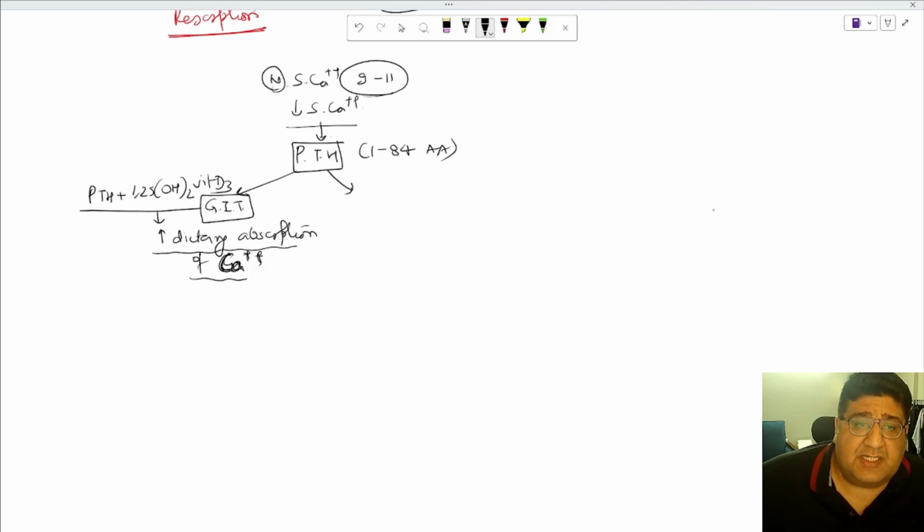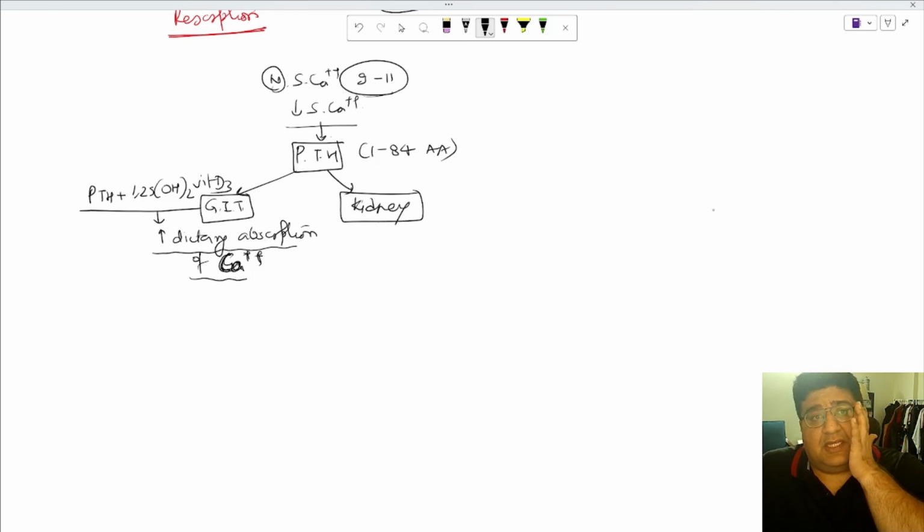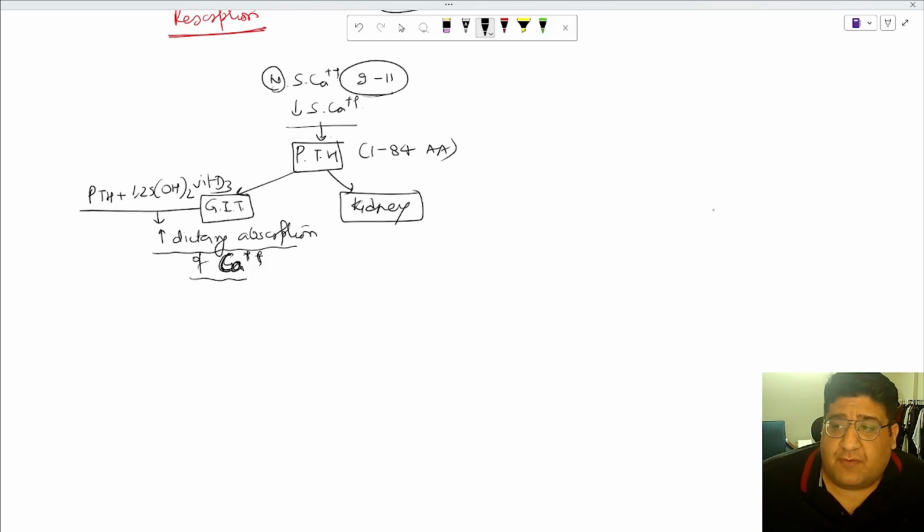Then PTH goes to kidney because PTH has to fulfill its job. PTH goes to kidney and tells kidney that, hey, kidney, I've been following you since first year of my MBBS. Each subject, everywhere, I find you. Kidney, I love you for the reason that you are an autonomous organ. You have autoregulation of GFR. Kidney, I know that you have three steps: glomerular filtration, tubular secretion, tubular reabsorption.